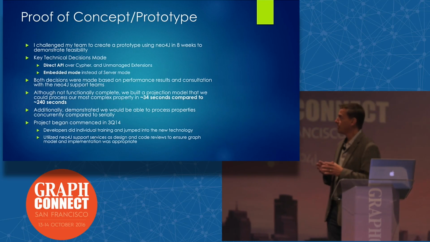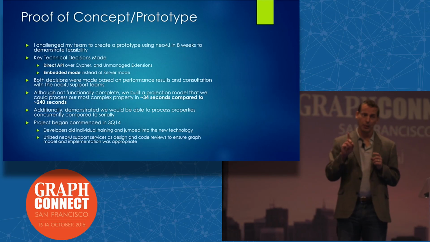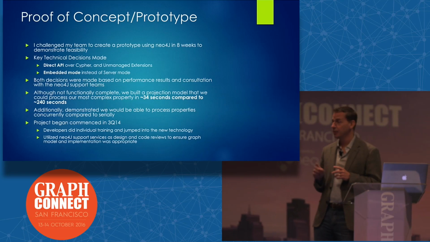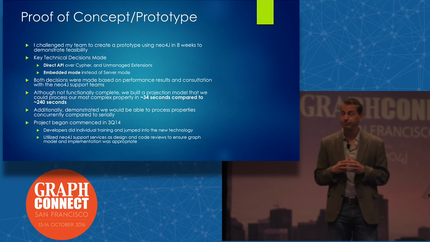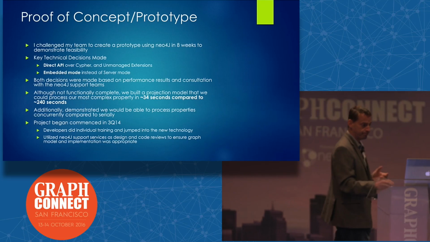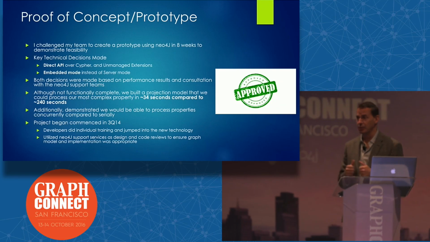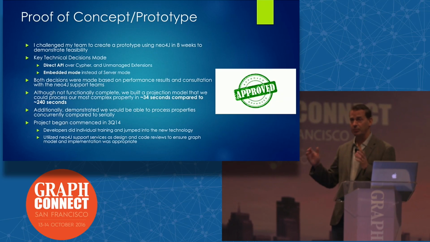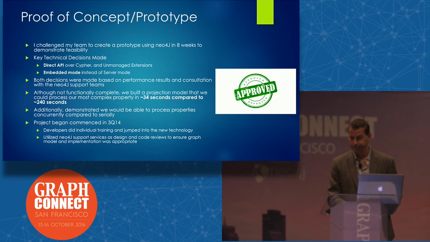Although the prototype wasn't functionally complete, we were able to build a projection that could process our most complex property, the one that did 1,600 rate program publishes that would never finish in less than 8 minutes. We showed that it would be able to process in about 34 seconds through this model. The project commenced in 2014. Big thumbs up to go forward with the project. We were able to put together an estimate of what we thought the cost would be, the licensing cost, and so we went forward with the project.